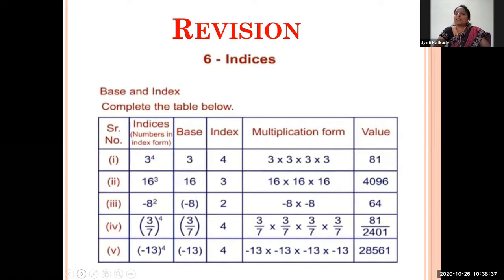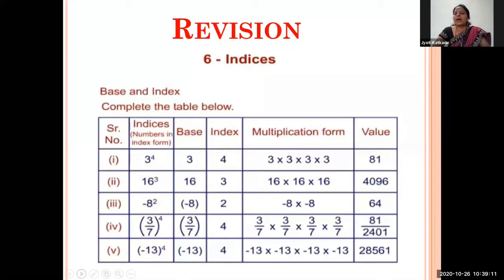The third example is minus 8 raised to 2. Here the base is minus 8, a negative number, and the index is 2. So take multiplication of minus 8 two times, because the index is 2. Multiply minus 8 with minus 8, then we get value 64, which is positive, because when we multiply a negative number with a negative number, the answer is positive.